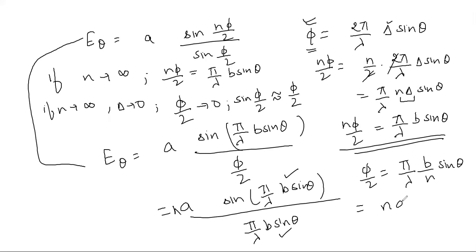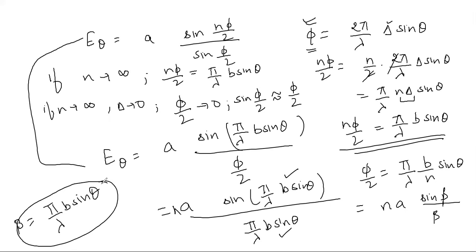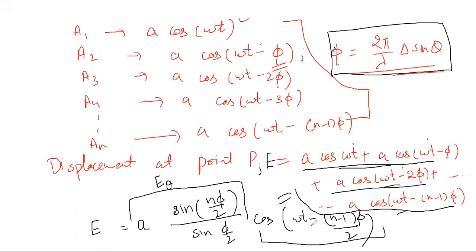सो लेट्स कॉल इट सम अनदर नंबर विच इज बीटा, where we are saying that we are defining beta to be equal to pi over lambda B sin theta. This is our beta. B is the width of the slit, lambda is the wavelength that you are using, and theta is the angle of diffraction. So this is now basically your amplitude. If this is your amplitude, then that means this displacement over here.